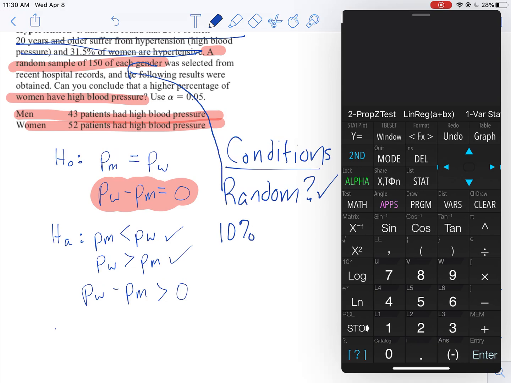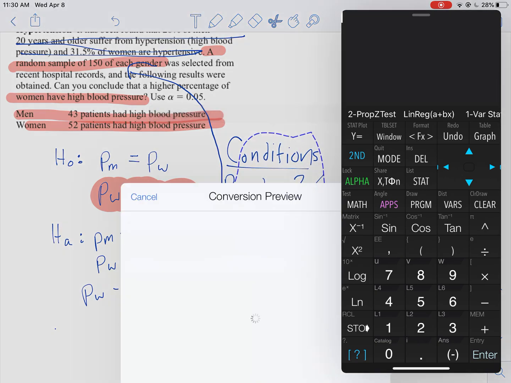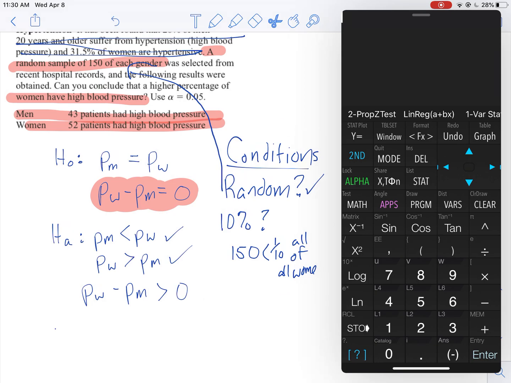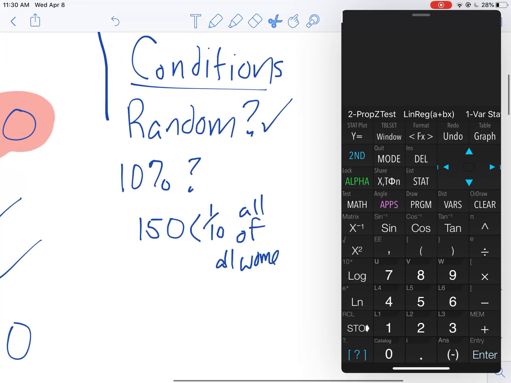That's important. Next, I want to check my 10% condition. All right. So it says I get 150 of each. So let's see, 150. I can safely say that that's less than a tenth of all women at that hospital. And you notice I have the calculator off to the side. I figure I want to keep it there so you guys can see the functions I'm using, because I think some of us might be using the wrong calculator functions. I'm just going to zoom in here. A tenth of all women at that hospital.